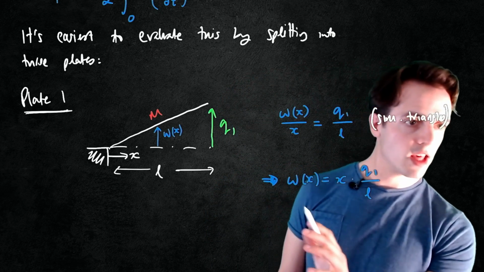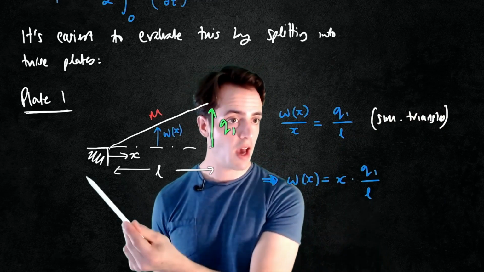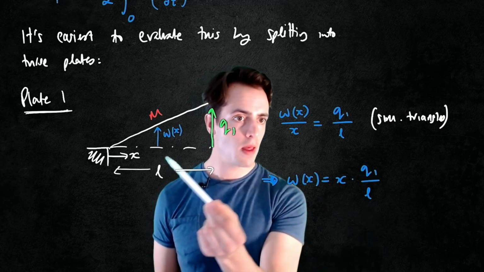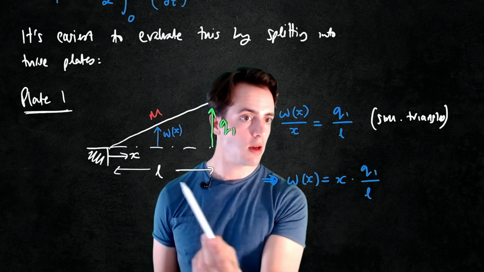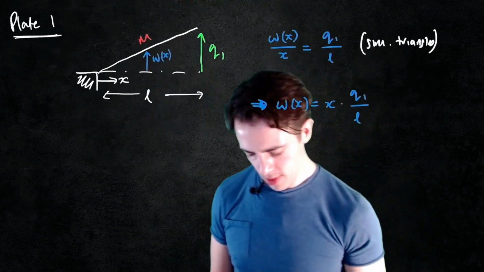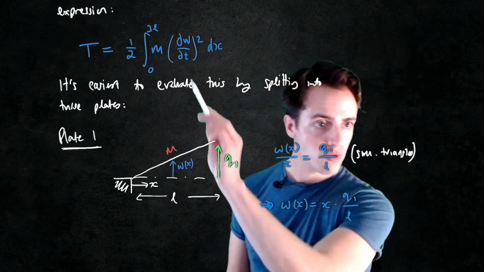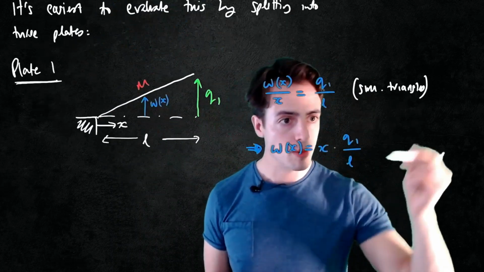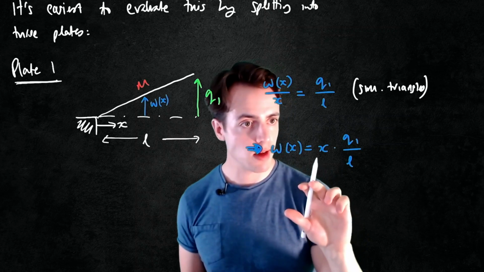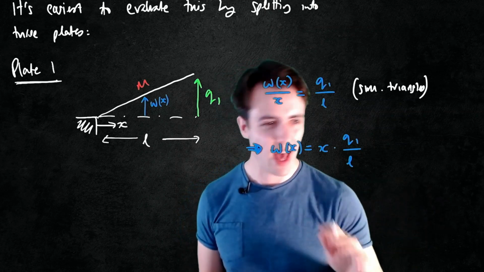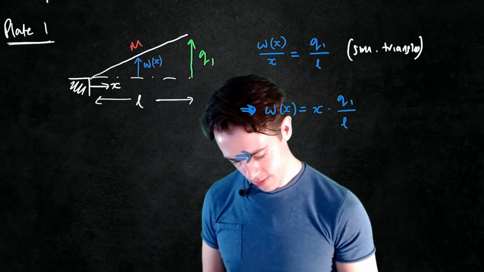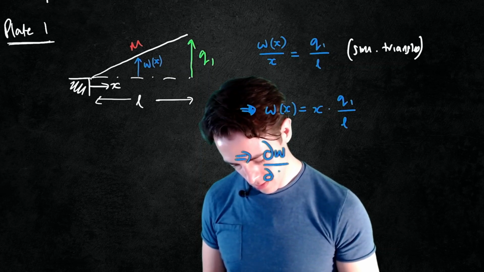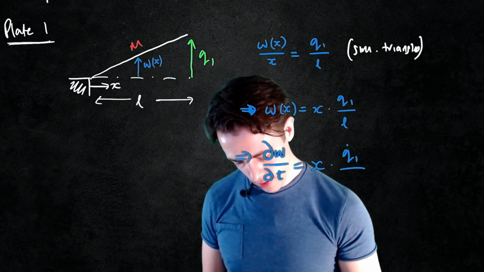Okay, that's just from basic geometry, which gives us immediately an expression for W. So the vertical displacement of plate 1 is a function of x, so x multiplied by Q1 on L. We can see that when x is 0, it's equal to 0, and when x is equal to L, this is equal to Q1. So we know this makes sense. We ultimately want the time derivative of this, so we take the time derivative. The only thing that's going to be changing is the generalized coordinate Q1, because x is just a variable and L is a constant. So Q1 dot on L.